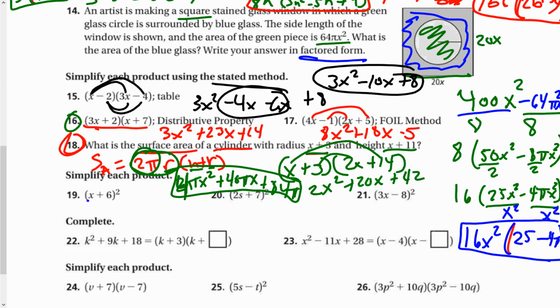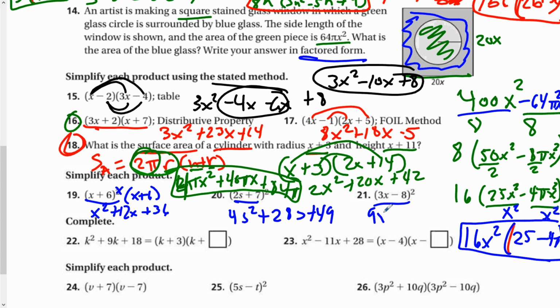Okay, these ones are special cases, but you don't have to do the special case. If you don't want to, you can FOIL, right? X plus 6 times x plus 6. So we get x squared plus 12x plus 36. This one I get 4s squared plus 14s plus 14s, which is a 28s plus 49. This one I get a 9x squared minus 24x minus another 24x is a negative 48x. And then negative 8 times negative 8 is a positive 64.